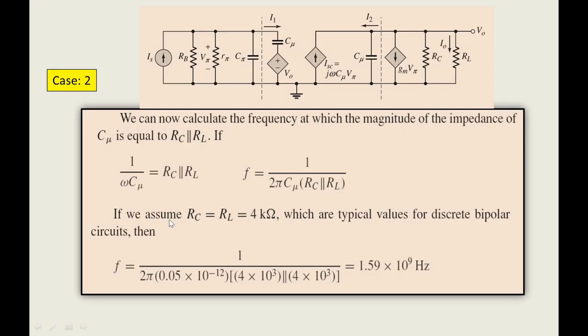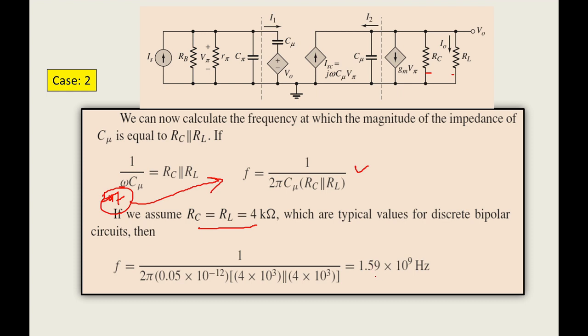With that I am proceeding to the second approximation. Here we take the magnitude of the impedance of C mu equal to R C parallel to R L. I have written the capacitor impedance as 1 over j omega C mu, so 1 over omega C mu equals R C parallel to R L. You know omega equals 2 pi f, so if you rewrite, f equals 1 divided by 2 pi C mu times R C parallel to R L. When you substitute the typical values, you will get 1.59 gigahertz.